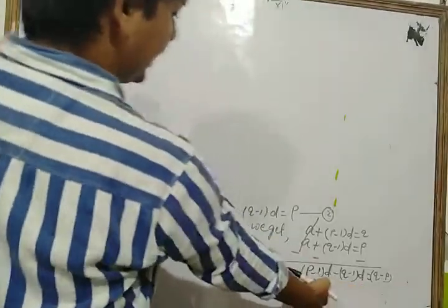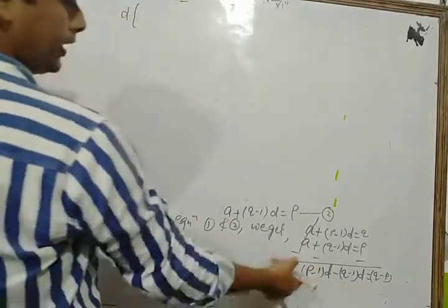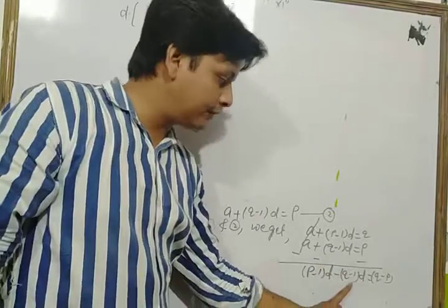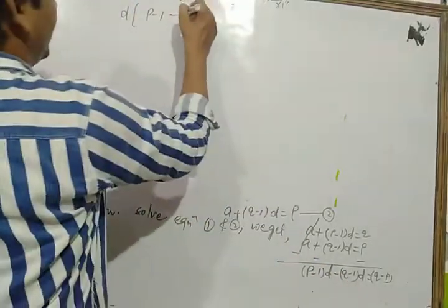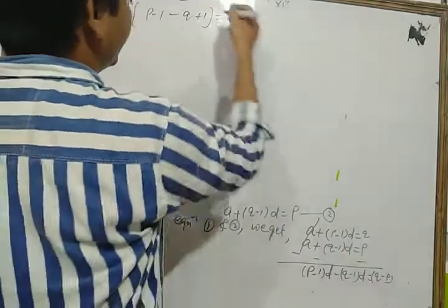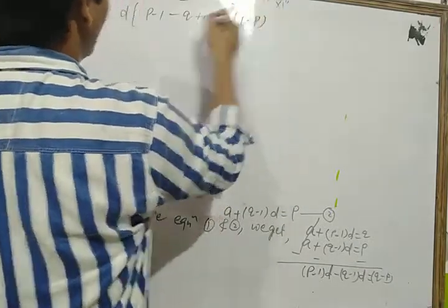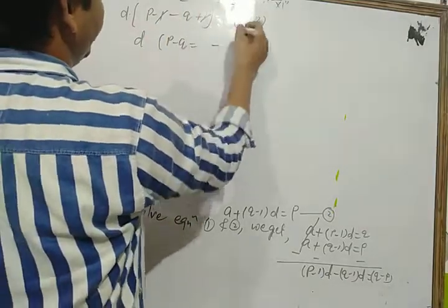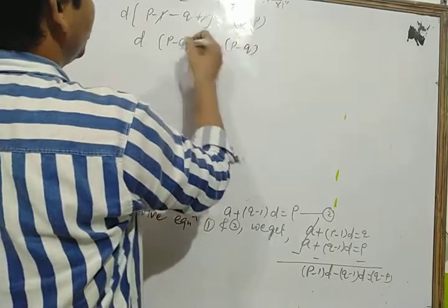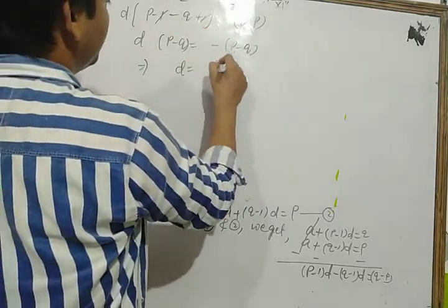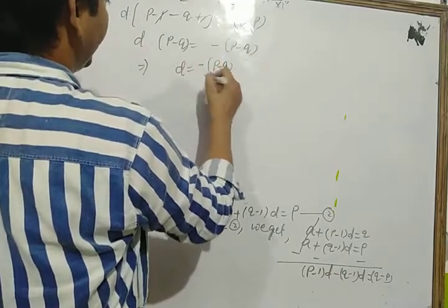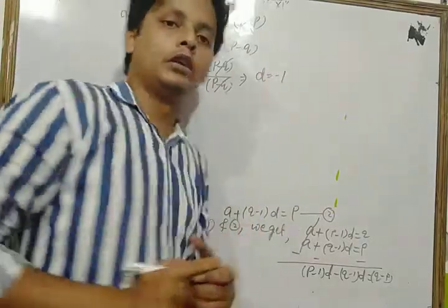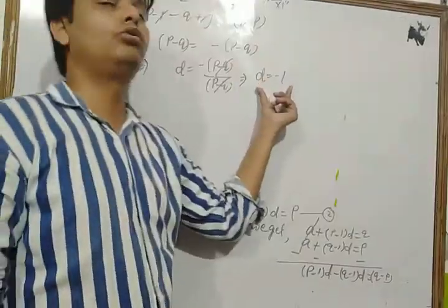Now here d is common. Taking d common, we get (p minus 1 minus q plus 1), because when the bracket is opened we have minus q plus 1, is equal to q minus p. So d into (p minus q) is equal to minus (p minus q). So the value of d is equal to (p minus q) upon minus (p minus q). This cancels, so the value of d is equal to minus 1.